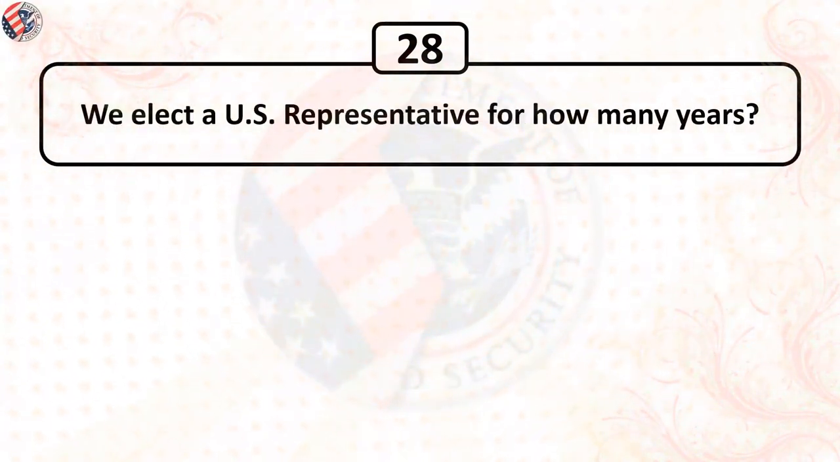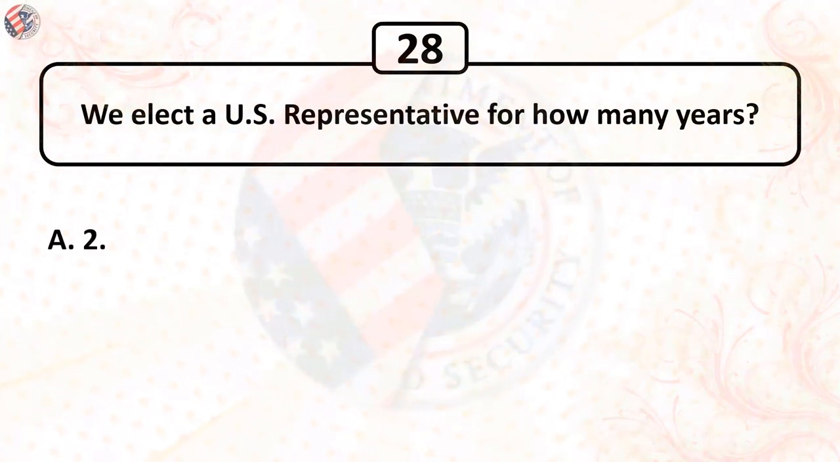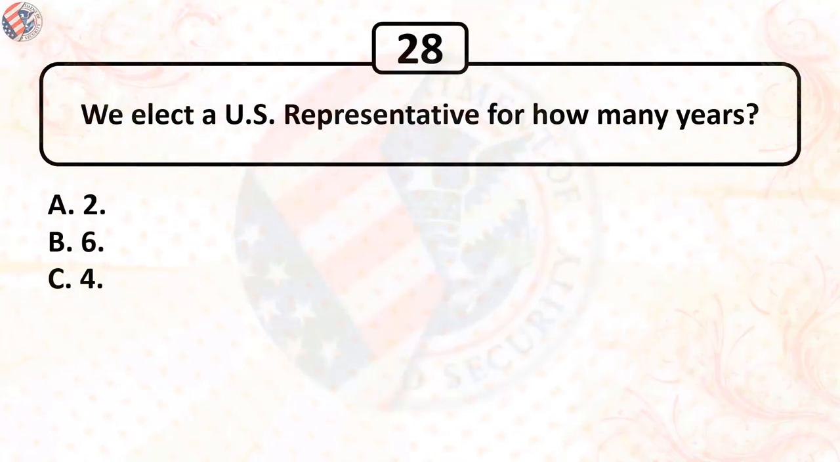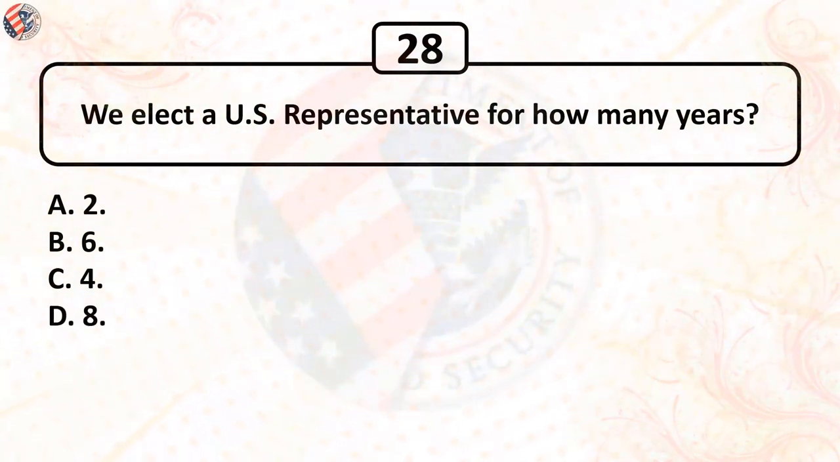Elect a U.S. representative for how many years? A. 2. B. 6. C. 4. D. 8.